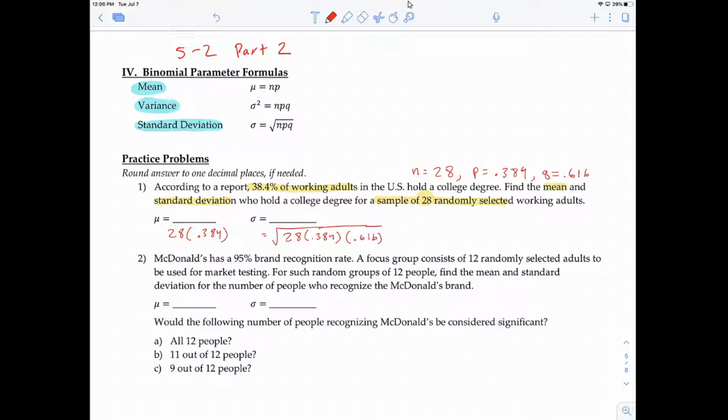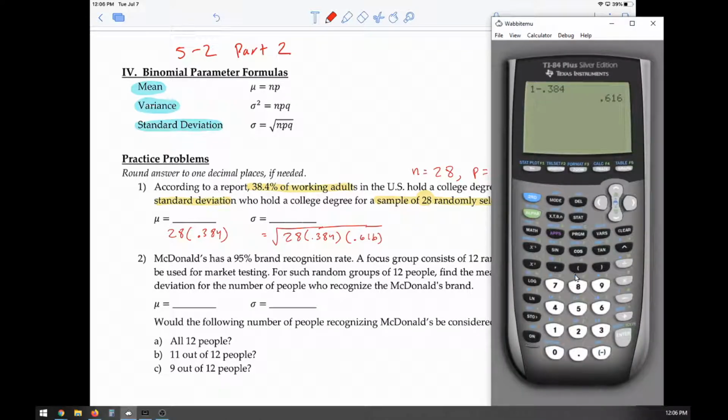All right, so let me show you guys how to input these two into the calculator. So the first one is 28 times 0.384. And then the instruction says to round to 1 decimal place if needed. So that's going to be 10.8.